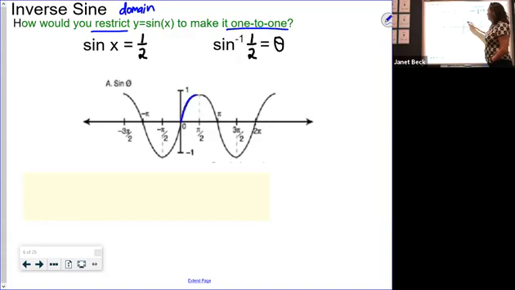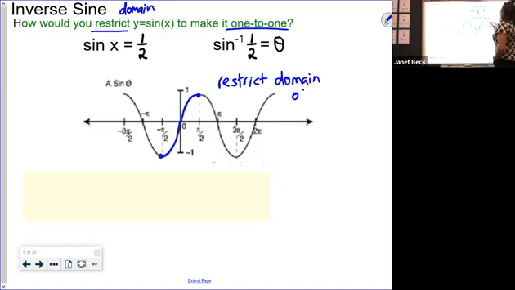So if I went from there up, that's covering the top half of my graph, but I also need the bottom half as well. So I'm going to have to go backwards a bit there as well. We're going to write this note, it's very important. We restrict the domain of sine.